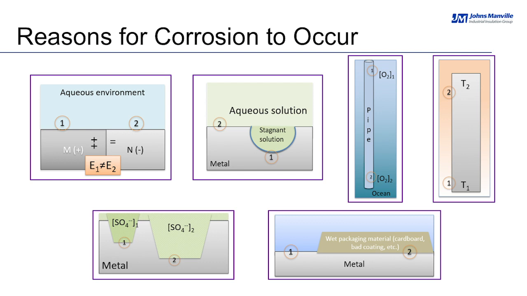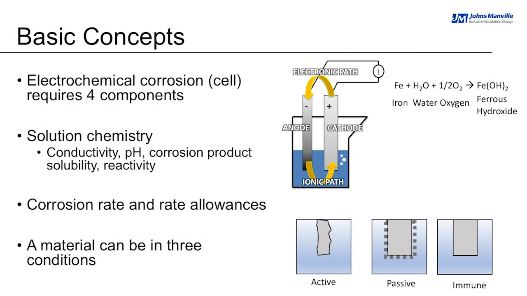Another reason that is not written in this slide, but also can cause corrosion, is when the material was not designed for the specific environment, meaning a material selection problem. To understand corrosion, we need to understand very basic concepts. We are talking about aqueous corrosion in this case, right? Electrochemical corrosion, that's the electrochemical cell that we need to understand.